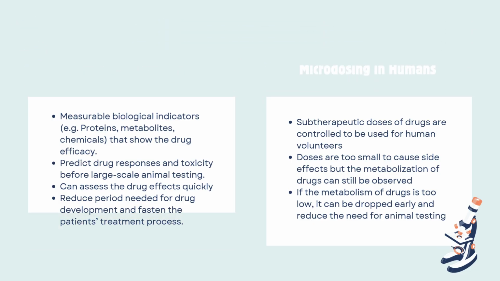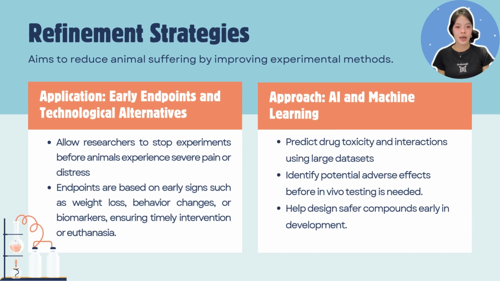Refinement in drug testing aims to reduce animal suffering by improving experimental methods. In toxicology studies, one key refinement is the use of early humane endpoints, which allow the researcher to stop experiments before the animal experiences severe pain or distress. These endpoints are based on early signs such as weight loss, behavior changes, or biomarkers, ensuring timely intervention or euthanasia.